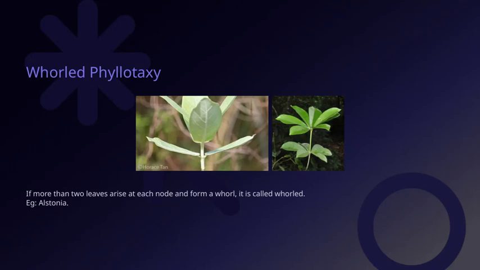Let's talk about a specific type of phyllotaxy called whorled. When more than two leaves arise at each node, and they form a circular arrangement or a whorl, we call it whorled phyllotaxy. An example of this is the plant Alstonia. So in essence, when you see multiple leaves emerging together in a circle at a single point on the stem, that's a clear sign of whorled phyllotaxy. This pattern plays an interesting role in how plants organize their leaves for optimal sunlight exposure and other functions.